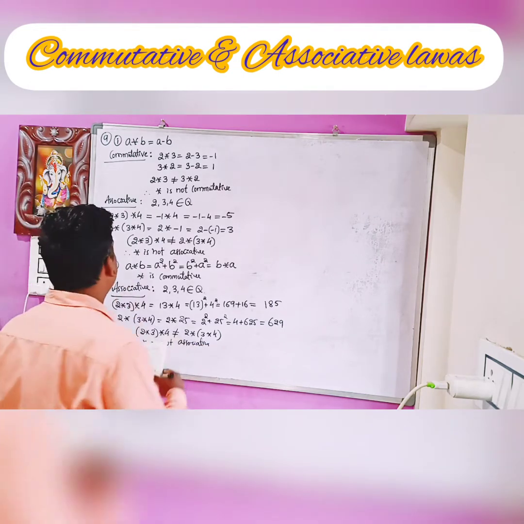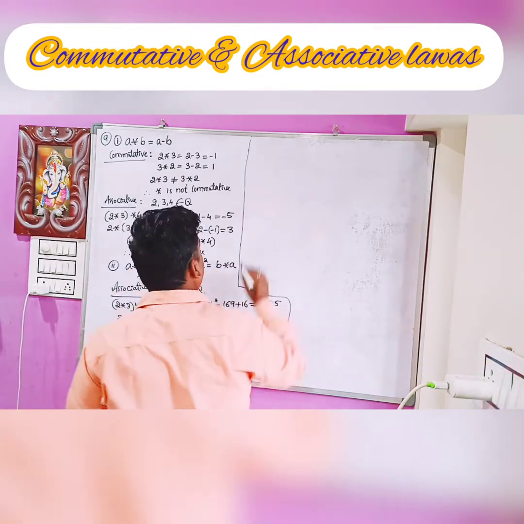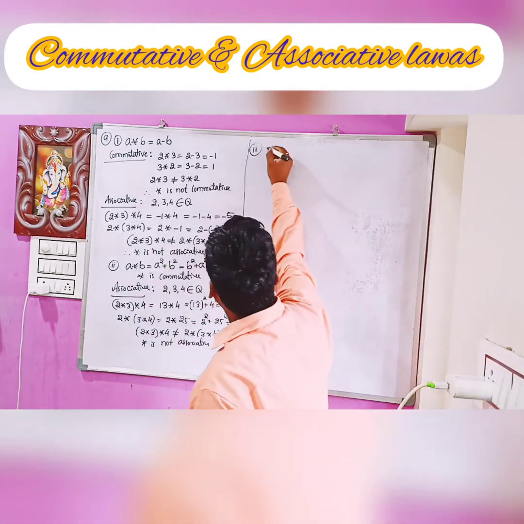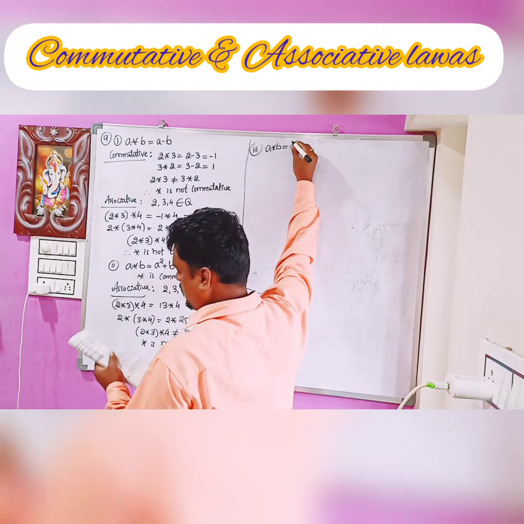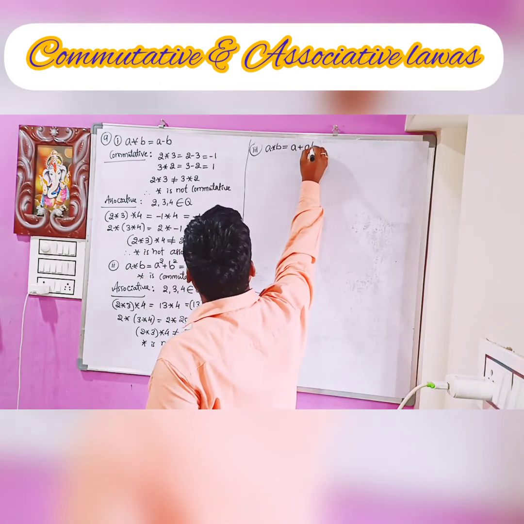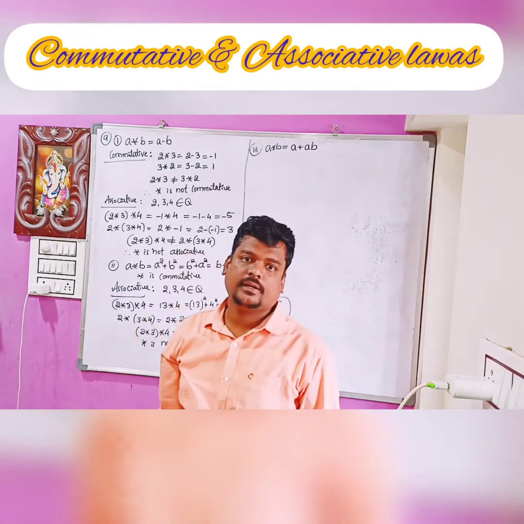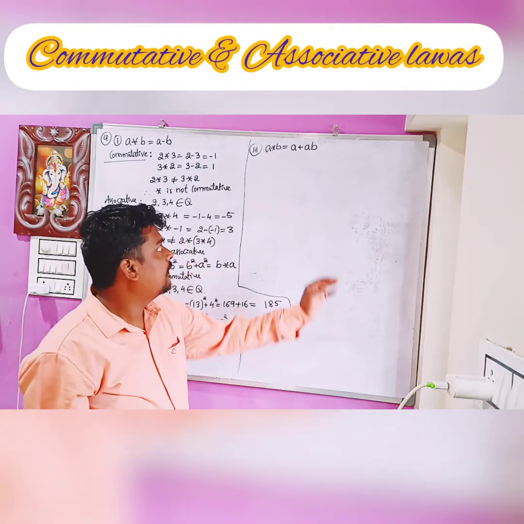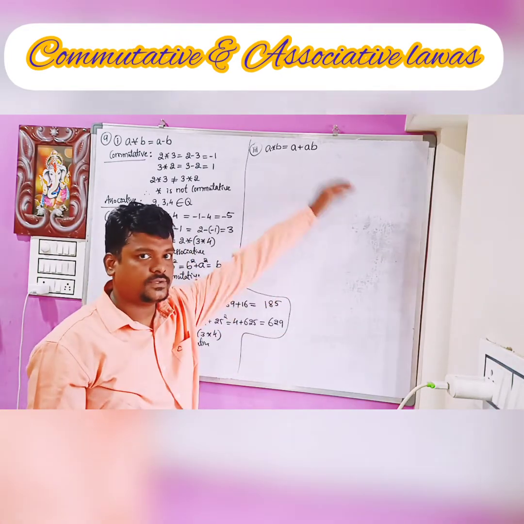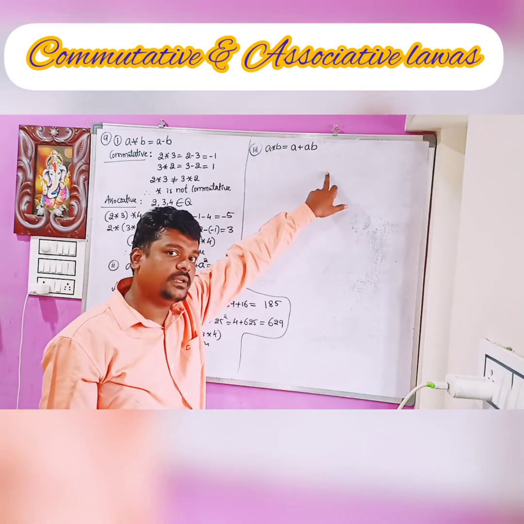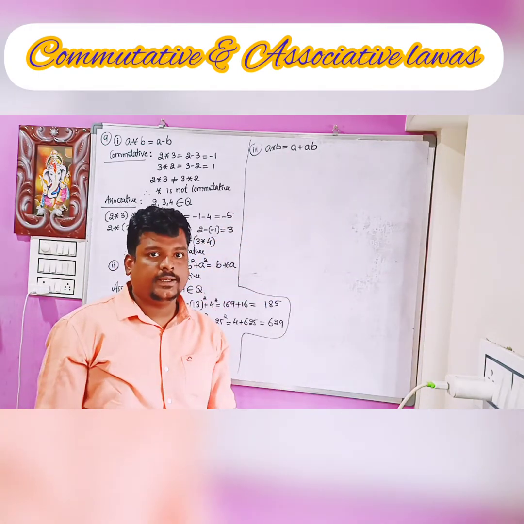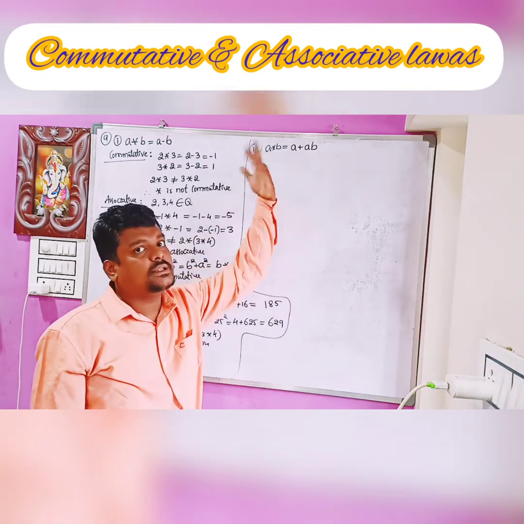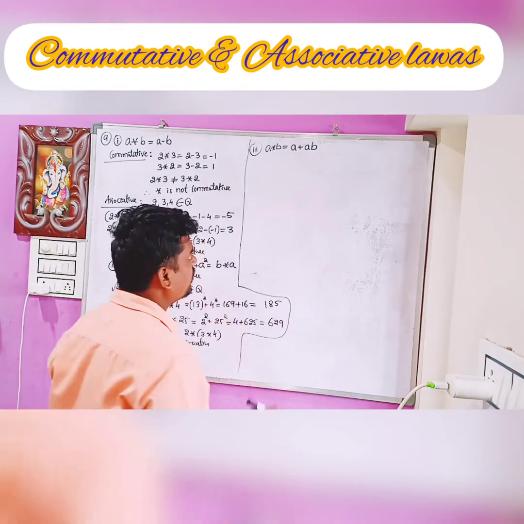Next, the third one: A star B is equal to A plus AB. Every time you have to remember the definition of commutative and associative. Commutative means A star B is equal to B star A. Is A star B equal to B star A? Actually not, because A star B means A plus AB, and B star A means B plus BA. AB is the same as BA, but we are adding A in the first and B in the second. So it is not equal.